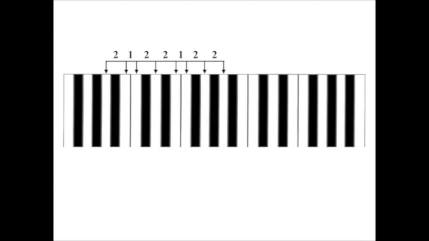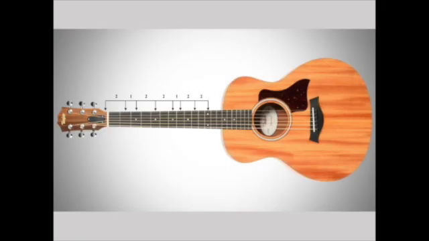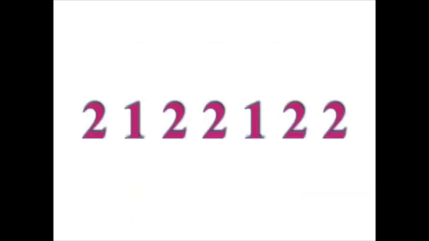You could pick any note to start on. A white one, a black one. As long as you keep that formula, you are playing a minor scale. Isn't it simple? Here it is on a guitar. Shorten it by 2, shorten by 1, shorten by 2, by 2, by 1, by 2, by 2. 2-1, 2-2-1, 2-2. That's every minor scale.